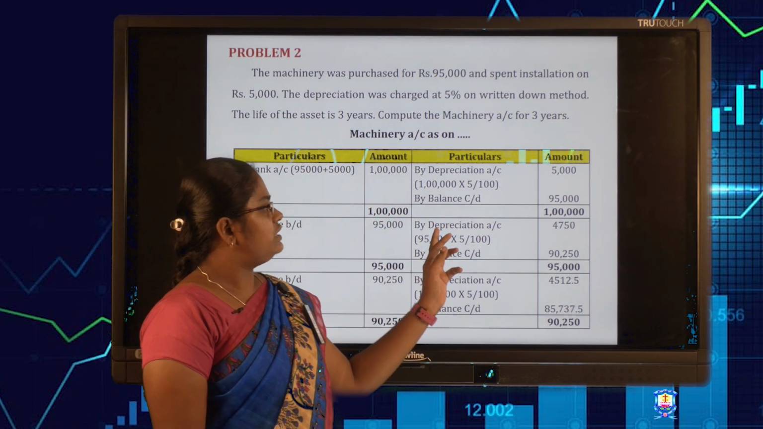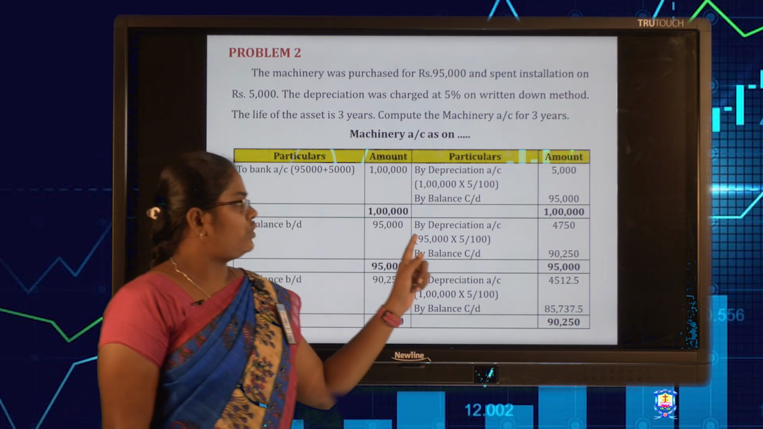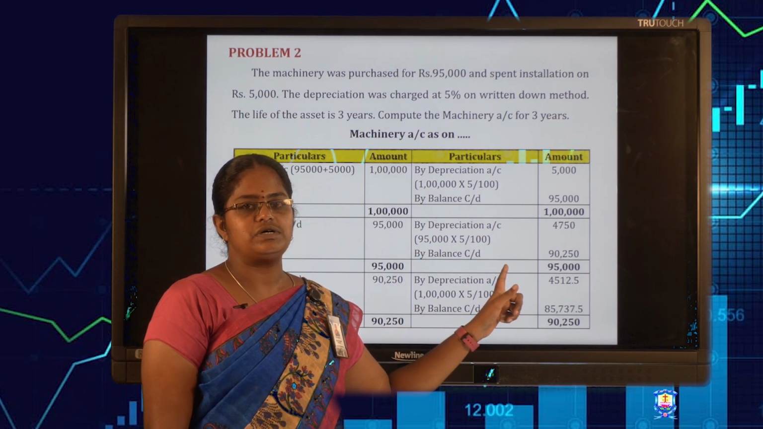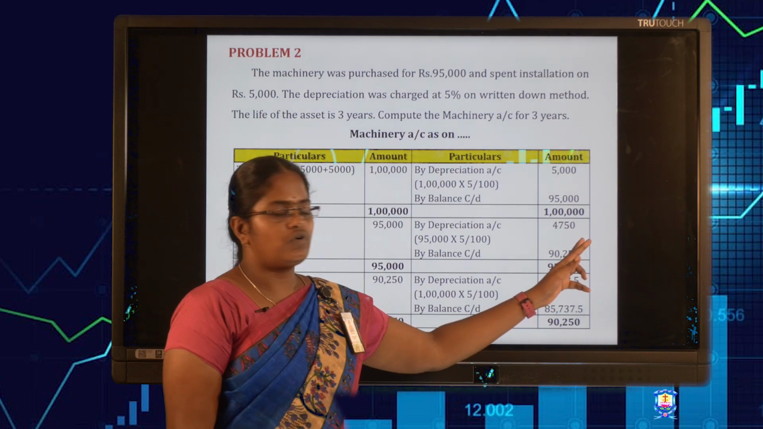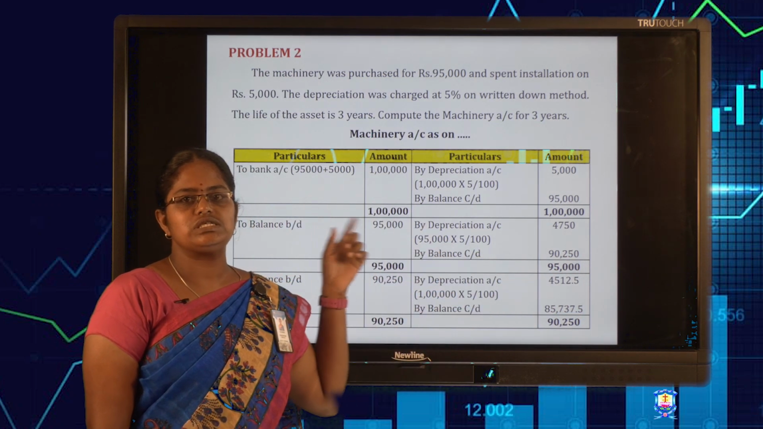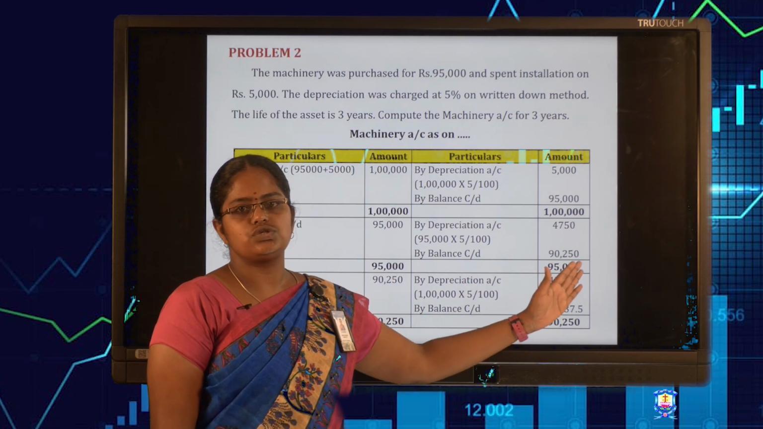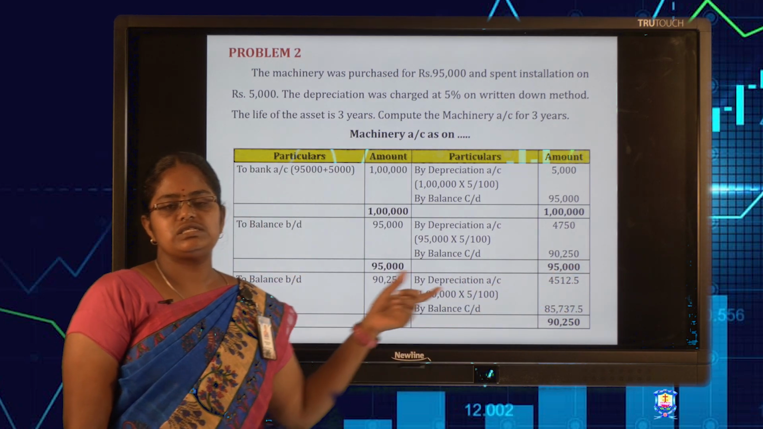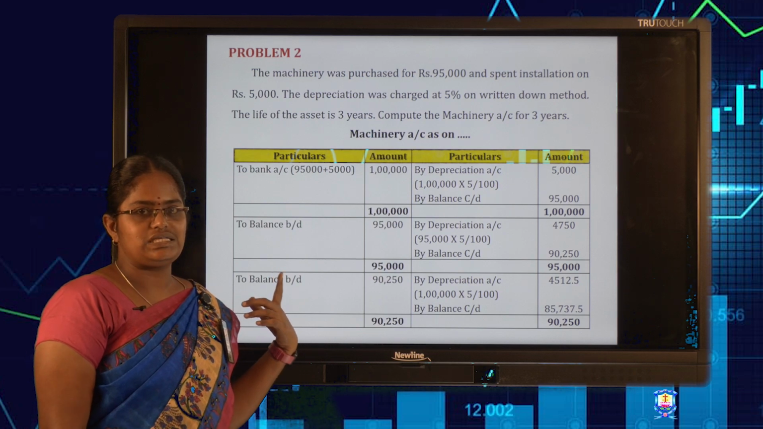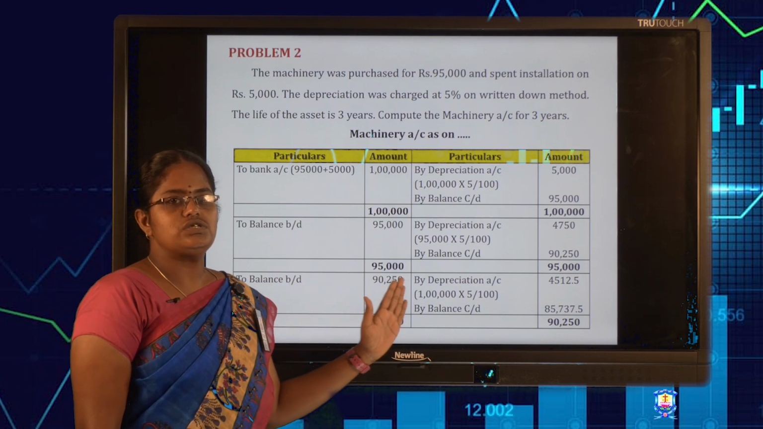So we calculate depreciation for second year on that book value. So 95,000 into 5% is equal to 4,750. So the depreciation amount was less in book value. The balance carried down was 90,250. That closing balance is carried down to next year, that is third year. The opening balance is 90,250.